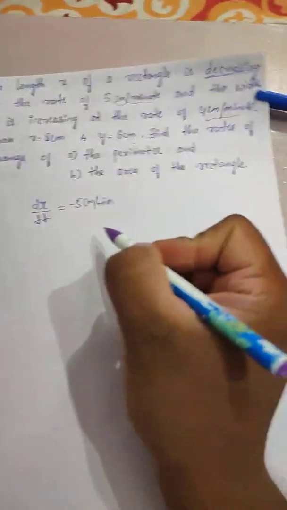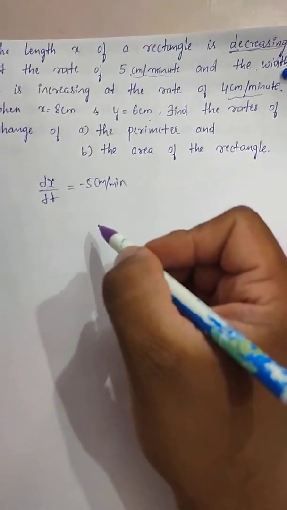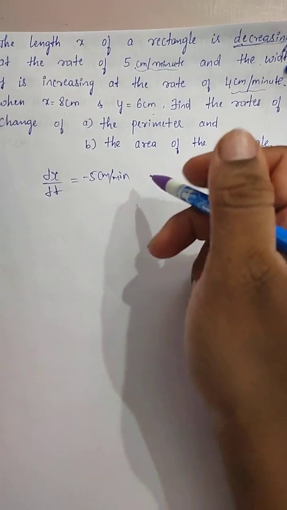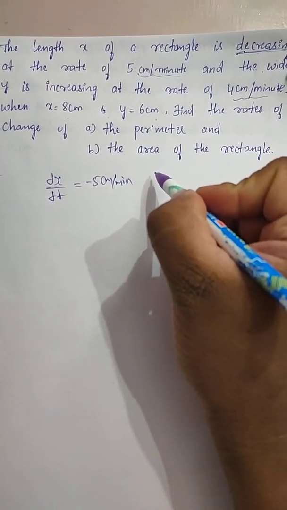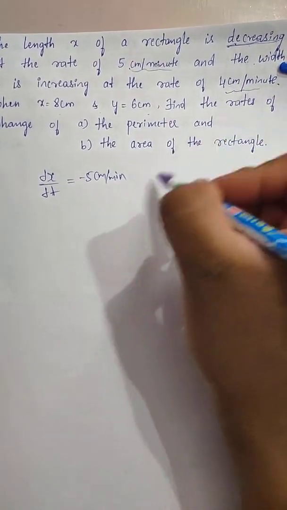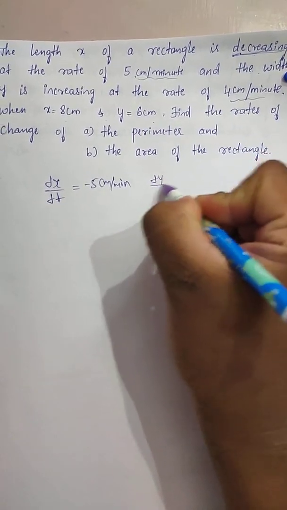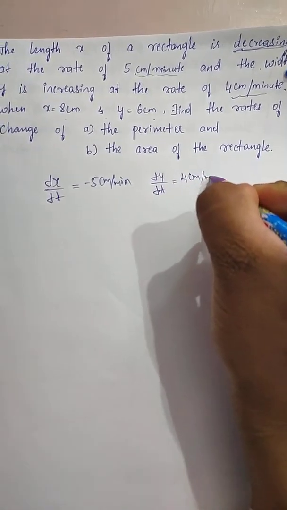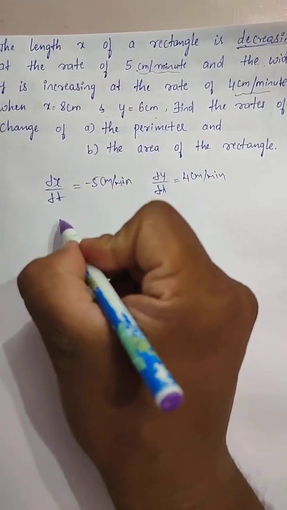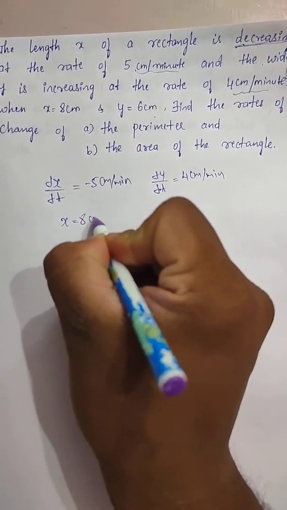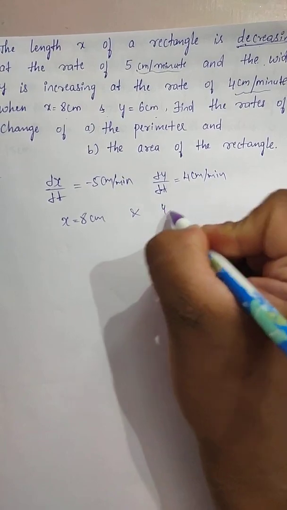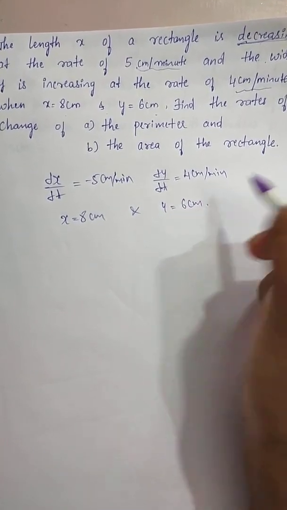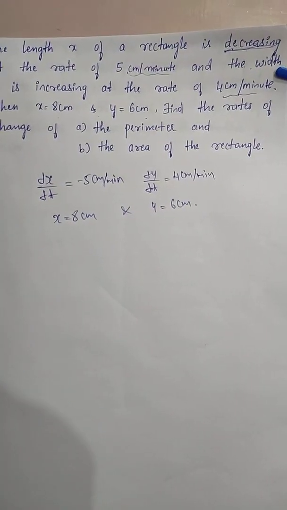Minus 5 centimeter per minute. Is it clear? And the width y is increasing at the rate of 4 centimeter per minute, means dy by dt is equal to 4 centimeter per minute, when x is 8 centimeter and y is equal to 6 centimeter. Is it clear? So this is the given data.